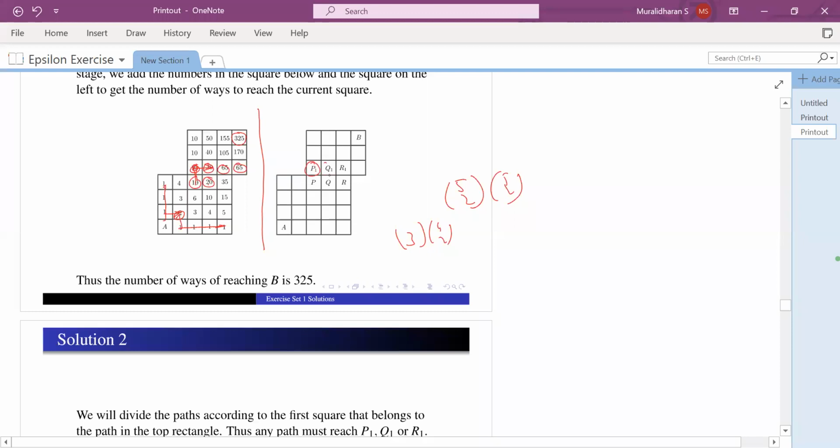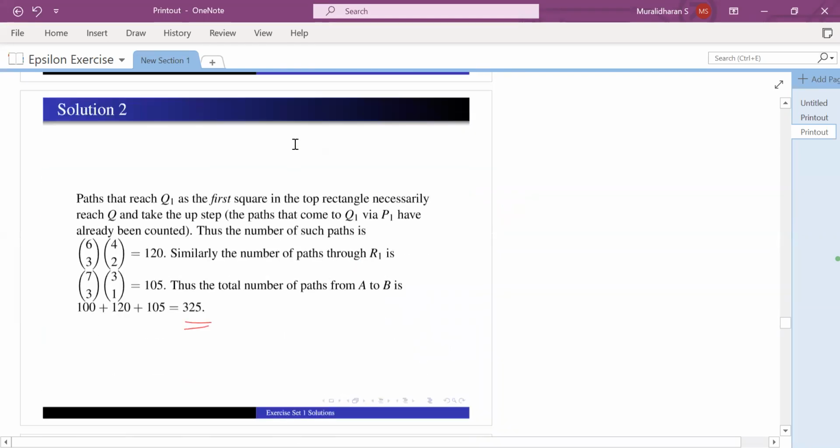I can reach from here or here or here, and note that I am counting only the first time it is reached here, P1. For instance, Q1 could be reached from P1 also, but I'm not counting that, because that will be counted as part of this P1 path. So I count only Q1 by coming from here. So we have to be careful about that. So I can reach P1 or Q1 or R1, and from there I can reach B, and I have counted that way. And this also is okay, this also is okay. So both are fine, right?